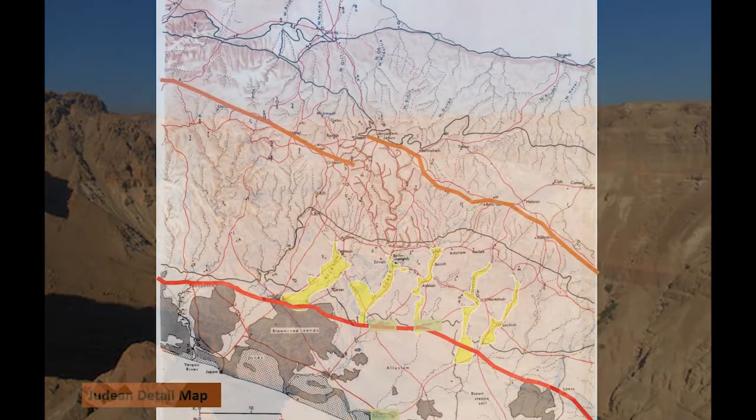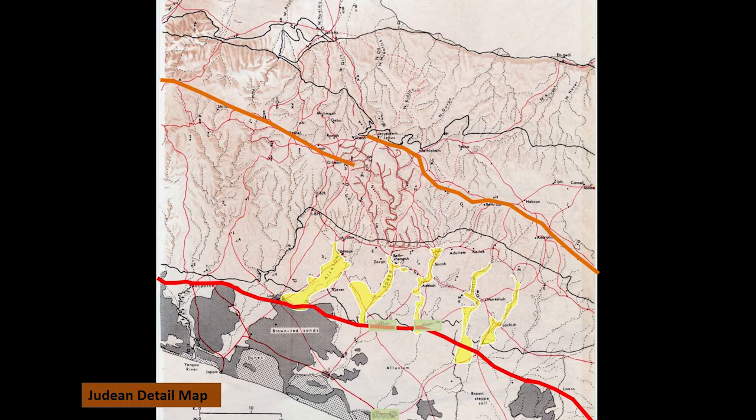Remember, it's a very large drop in elevation from 3,000 feet above sea level to 1,000 or more feet below sea level. The largest of these drainage systems to the east is Wadi Arugot, which comes out near En Gedi.